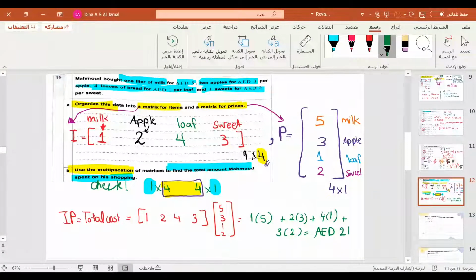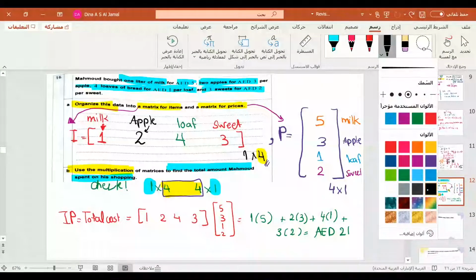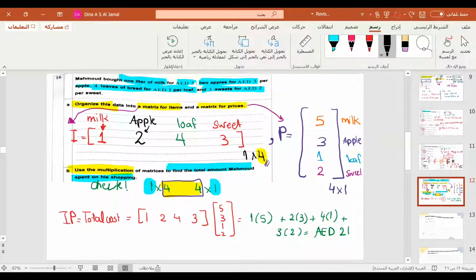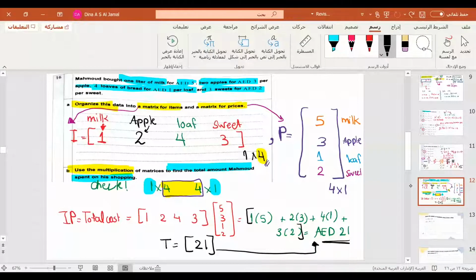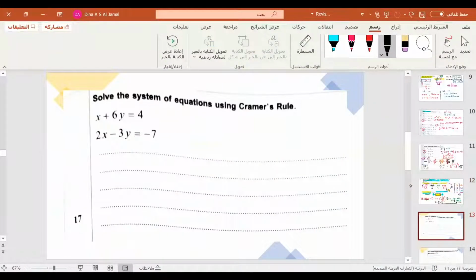That's it. So because it is only having one element, I will be putting it like this. And when you put it in a matrix, your total cost will be one element like this, 21. That's it. So you can translate it directly to 21 dirhams. Okay, so this is your total cost T. Okay, let's go to this question now.